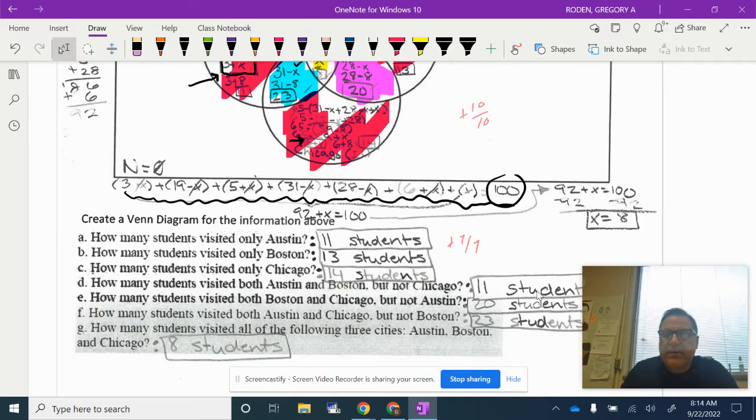So you get 92 plus X. When you simplify everything, you can see this person canceling out their X's and all that. You get 92 plus X right here, and then you just subtract 92, and you get X equals 8. Now, once you know that X equals 8, you just start working backwards.